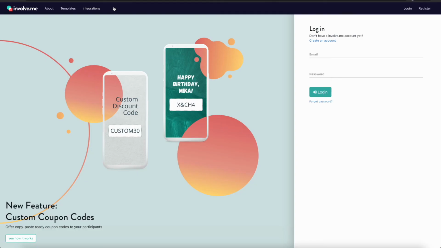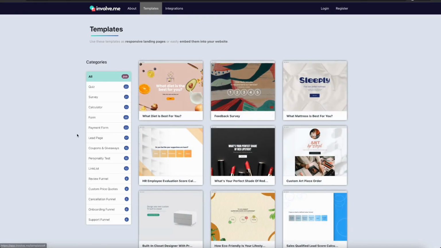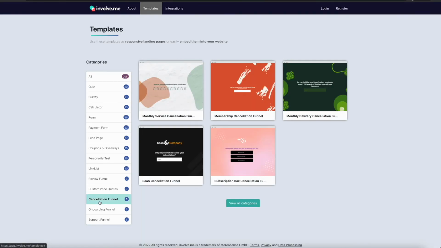But we didn't just leave it at that. We gathered a lot of data within the process. And what did we do with all this information? We took a blueprint of what made this survey a success, and we created free templates that you can grab and just slap your logo onto. If you go to our website and click templates, under cancellation funnels, you can see these templates that were inspired by this strategy. So you can literally take this strategy and copy and paste it into your website.